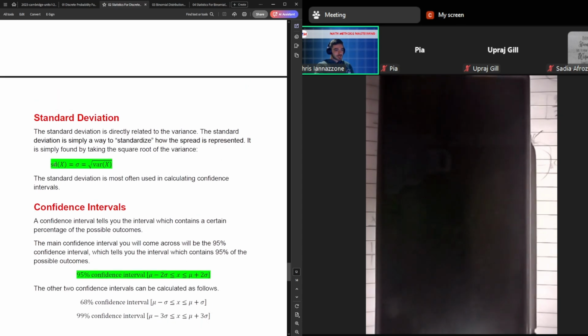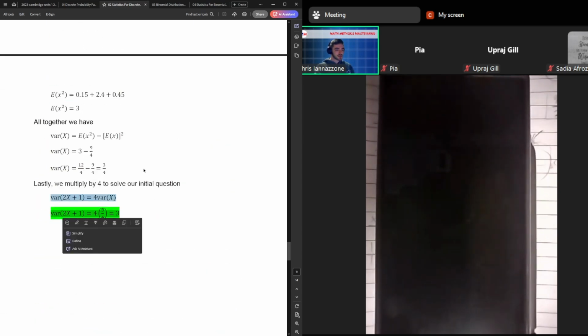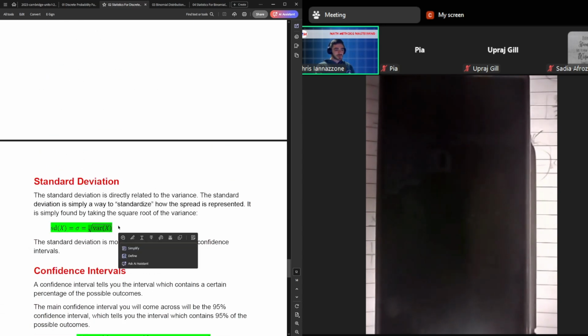Standard deviation is super simple. No matter what area of study you're doing, standard deviation is always the square root of variance. So literally everything I've talked about up until now, as far as variance goes, slap a square root on it, and you've now got the standard deviation.